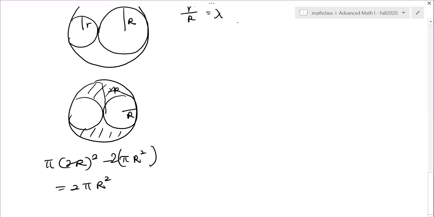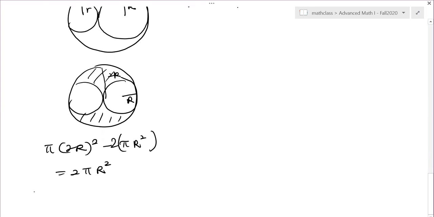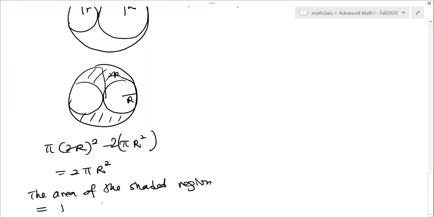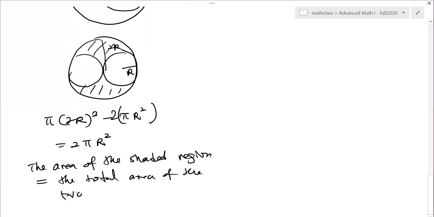So that tells you what? That tells you the area of the shaded region in this case is equal to the area of these two circles. So the area of the shaded region is going to be equal to the total area of the two congruent circles.